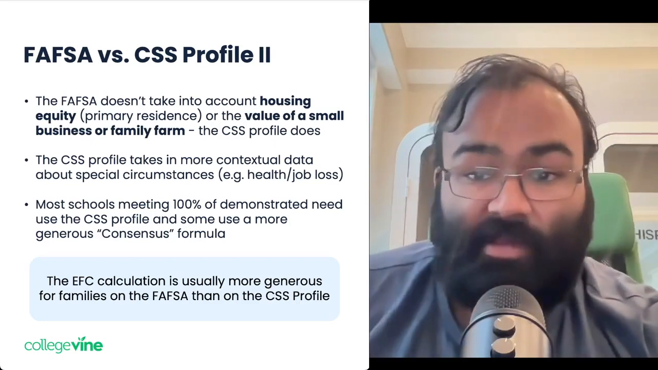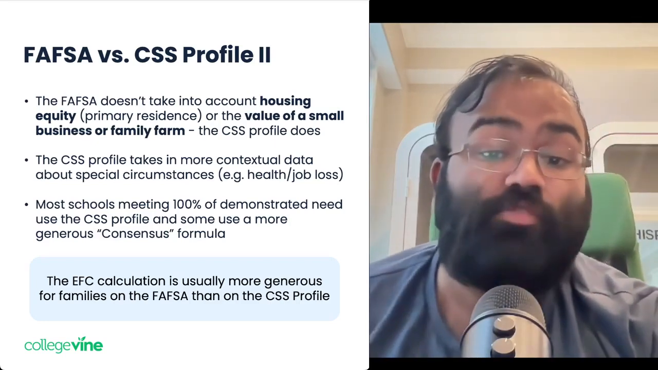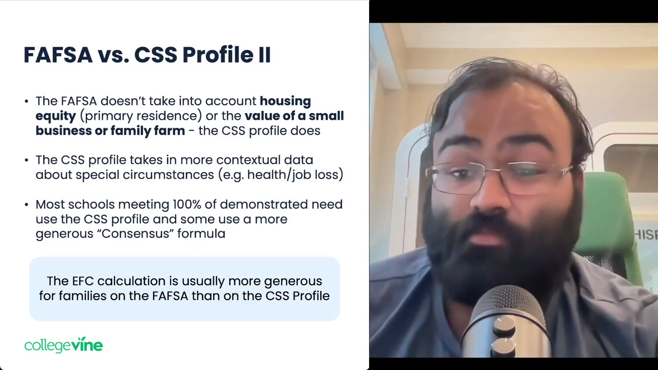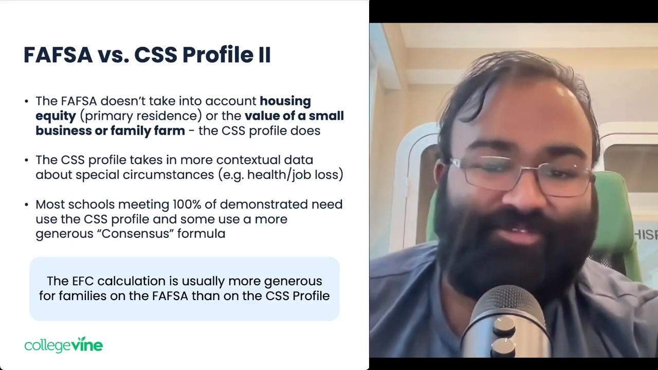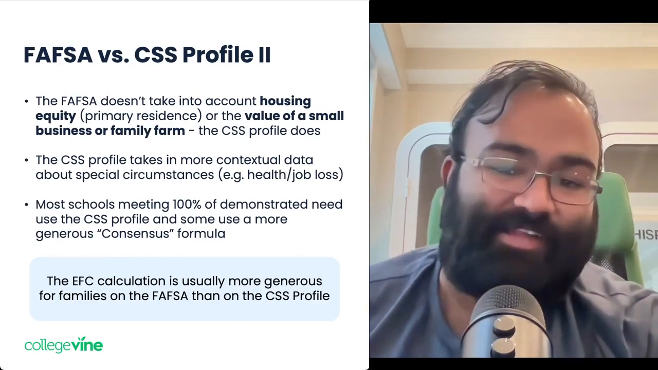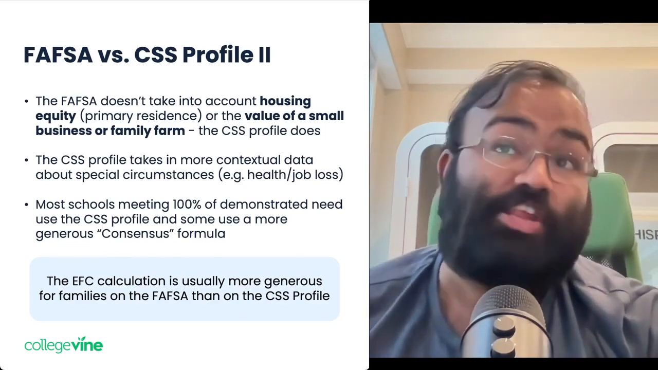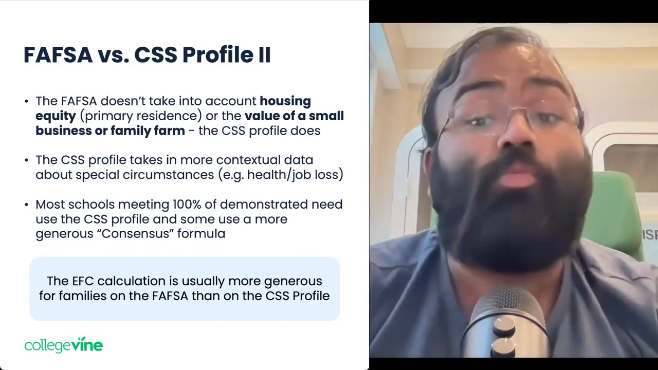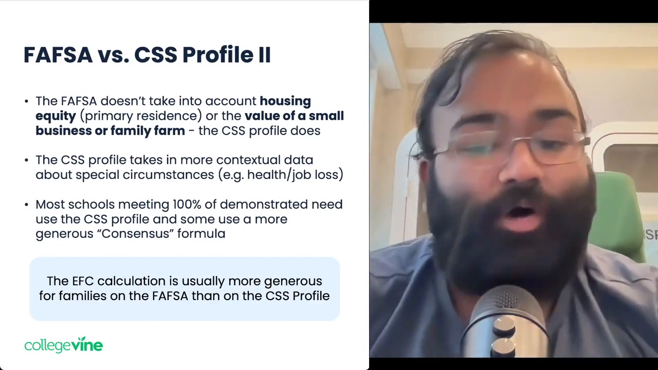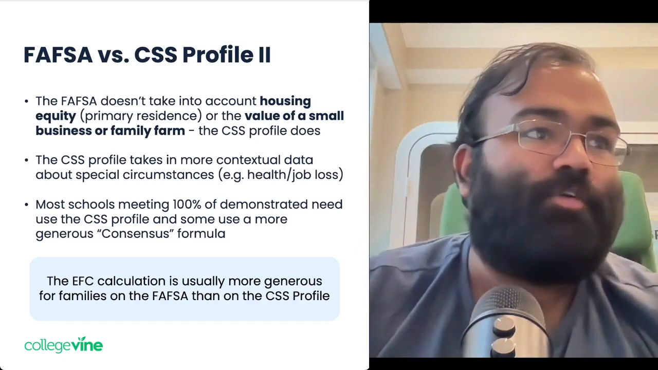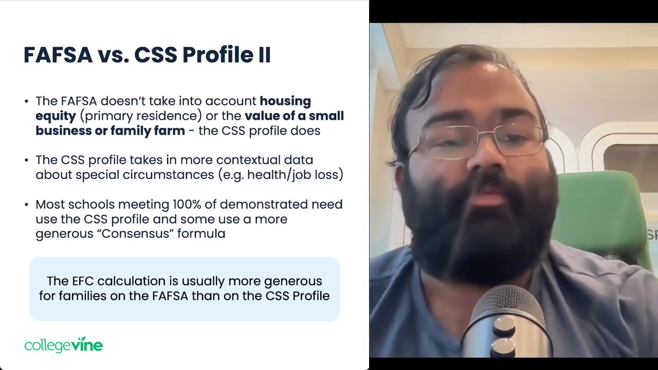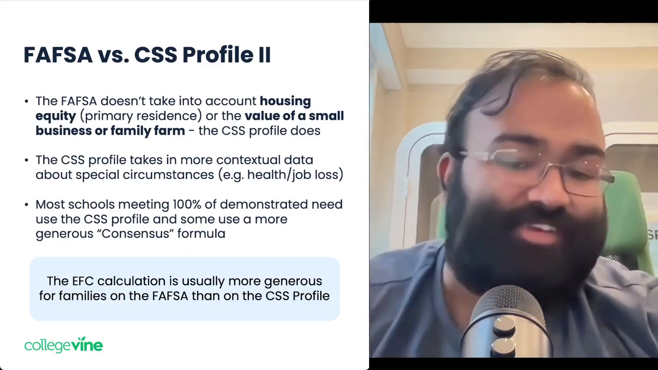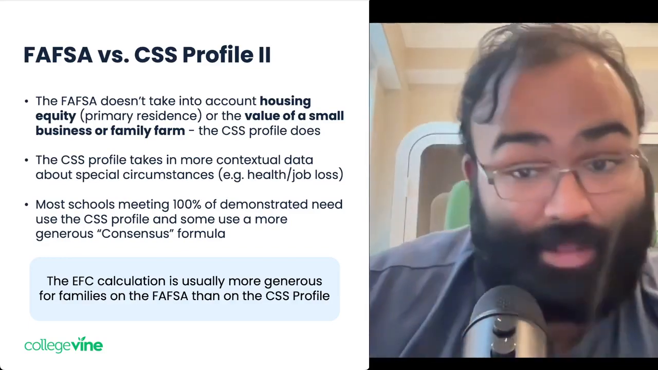Now, on the other end of the spectrum, the CSS profile does take in more contextual data about special circumstances, particularly health situations or job loss. But one of the annoying things, I guess, about the financial aid process is that the schools that are the most generous with their financial aid, which means that they meet 100% of demonstrated need, also use the CSS profile. So they meet more of the demonstrated need, but the demonstrated need calculation is actually less generous. So it's a catch-22 in that way.